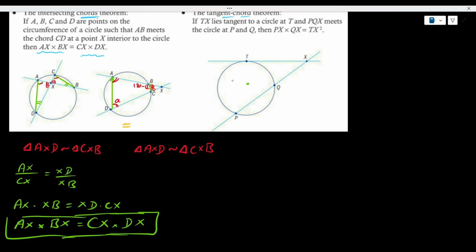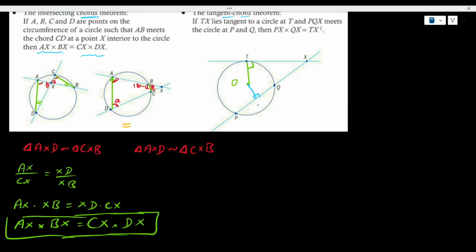So I can take it here: O is the center. You know that a tangent is perpendicular to the radius, so this is 90°. Now to get the result, I have to draw another 90° here. And you know that the perpendicular drawn from the center to the chord bisects the chord.